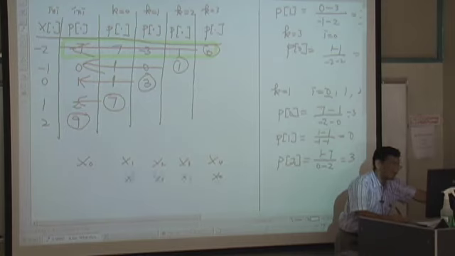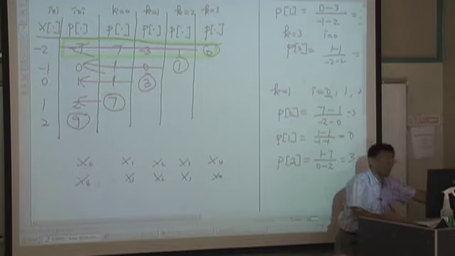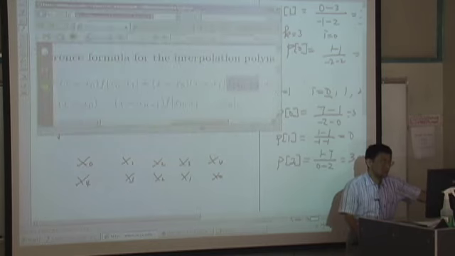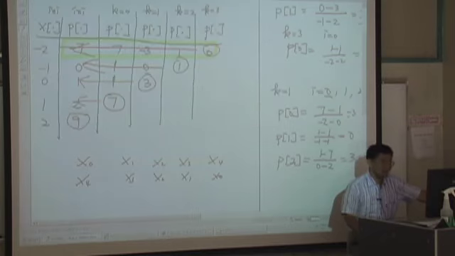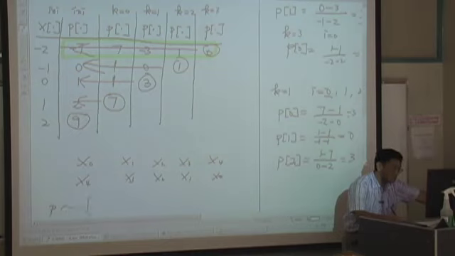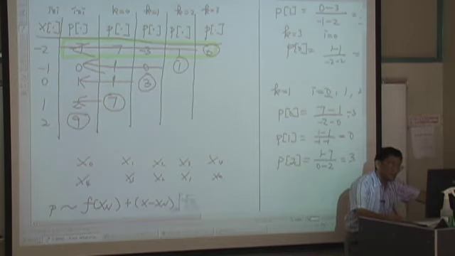In this sense, we can rewrite the formula of the general theorem. We had this general theorem using x0, x1, x0. Do you follow me? But I can rewrite it. How? The polynomial equals f of xn, right? x4, right? Plus x minus xn, and then f of xn minus 1. Do you follow me or not?